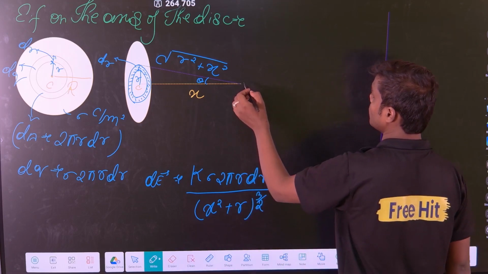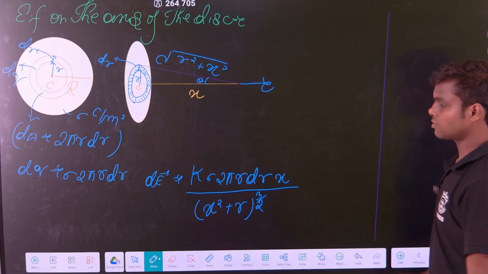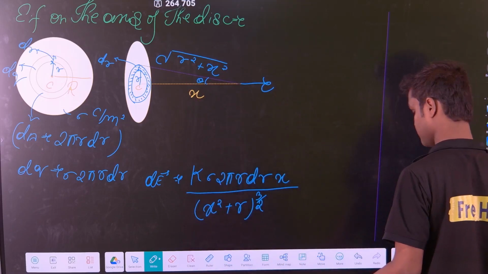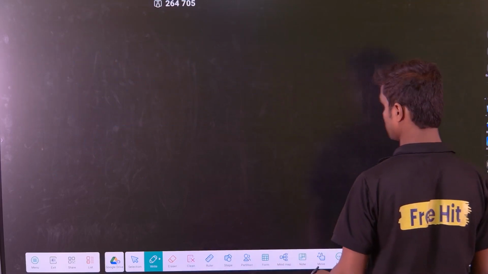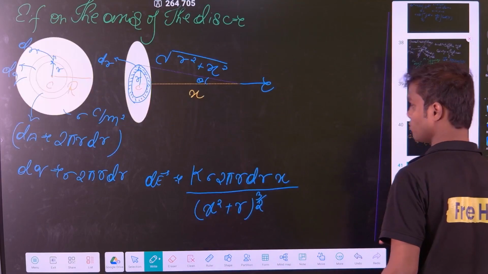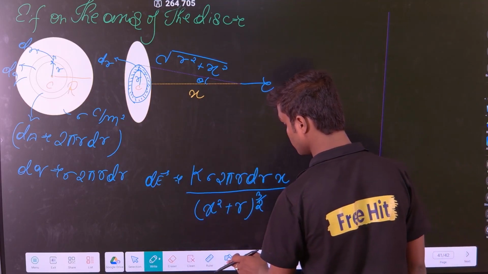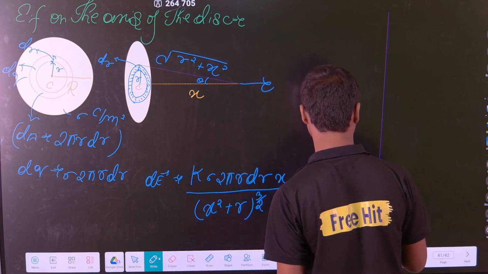Okay, because our net field will be in this direction only, due to the ring. That is fixed, so the direction will be the same only. So there is no need to take the component. We can directly do the integration. See here how we can do the integration. What is the approach we have to use?